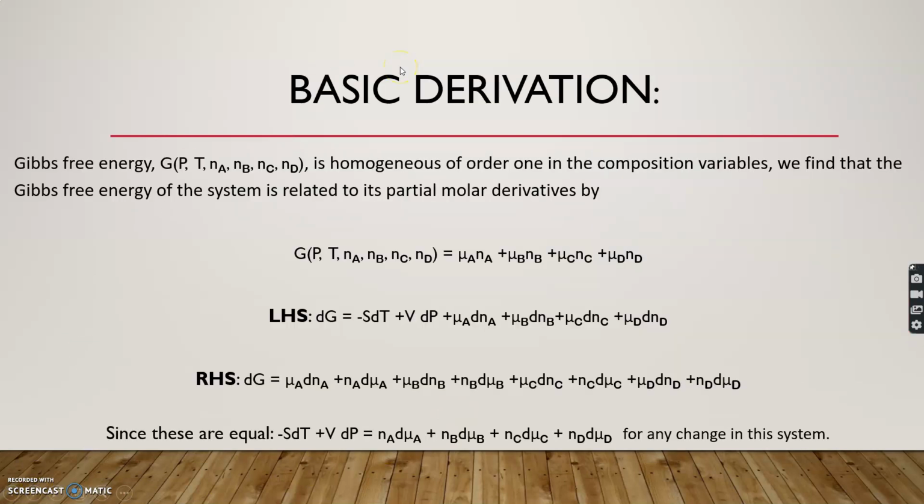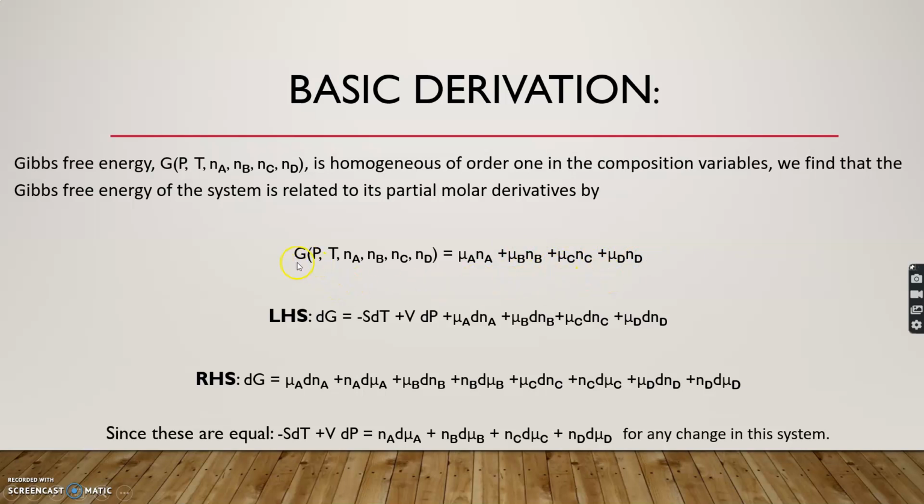So what is the derivation? We already know Gibbs free energy G is a function of pressure, temperature, and, suppose there are 4 components in the mixture, it will depend on Na, Nb, Nc, Nd, where N represents the number of moles for A, B, C and D respectively. We have already arrived at the equation which states the Gibbs free energy is equal to mu A Na plus mu B Nb plus mu C Nc plus mu D Nd for the 4 components A, B, C, D.